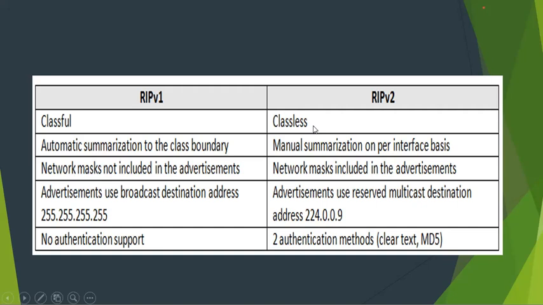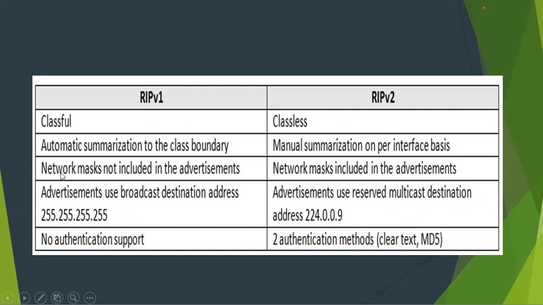Okay, that is CIDR. The second update we see for version 1 is that it has automatic summarization to the class boundary. That is, we know that there are 5 classes and it is going to automatically summarize to those 5 classes in case of RIP version 1. But here we have manual summarization and we can do that on an interface basis.